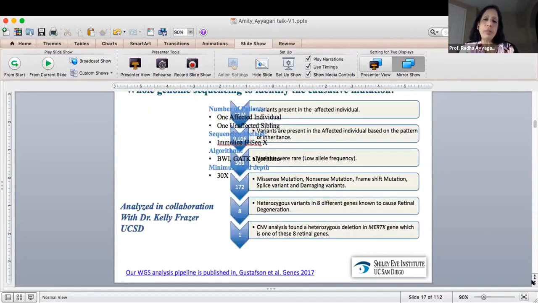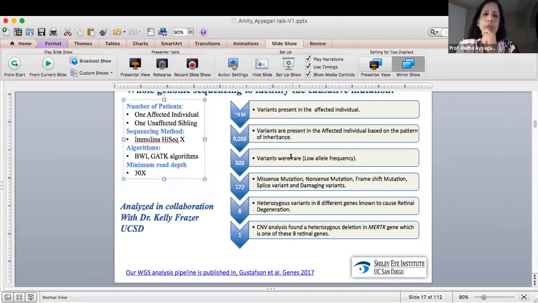Oh, sorry, I'm not in presentation mode. So here, we collaborated with one of my colleagues, Kelly Fraser, on this computational analysis. In this individual, we found about 4 million variants. After filtering using her sibling and additional strategies, we came up with about 9,000 variants we could consider as potentially disease causing.